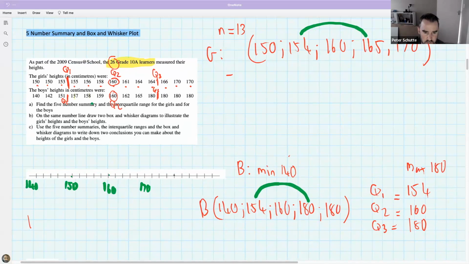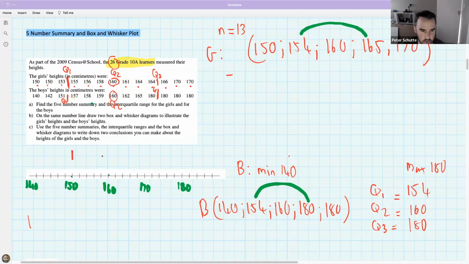2, 4, 6, 8, 10, 180. And that is a number line below which the box and whisker plot will be drawn. And what I'm going to do now is draw the box and whisker plot for girls first. So for girls, the smallest value is 150. And so I'm going to draw a line there.